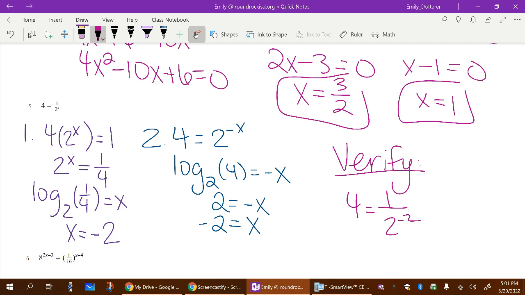Two to the negative 2 is 1/4, so that fraction gets flipped. 1 divided by 1/4 is 4. So that answer does work. Answer is negative 2.